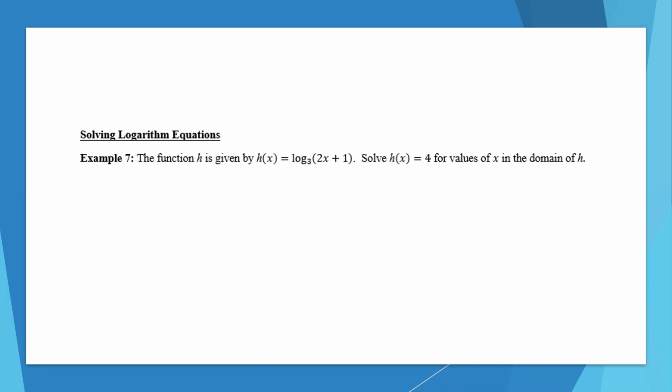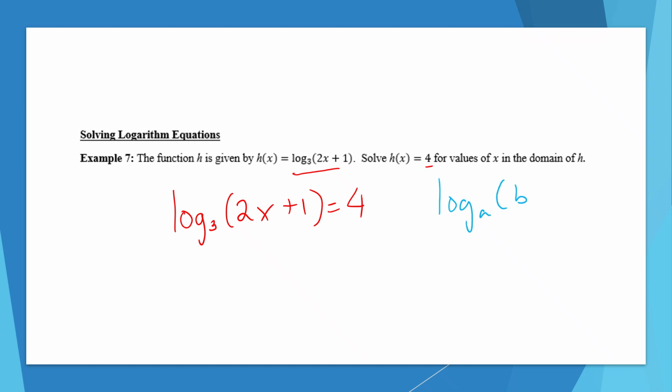Example 7, here we're solving log equations, so it's pretty simple. Set both sides equal to each other and solve. So here we have log base 3 of 2x plus 1 equals 4. And now this is the biggest thing that people get confused on: if you have log base a of c equals b, where c is whatever is on the inside of the parentheses, this is equivalent to a to the power of b equals c. So I remember a to the power of the other side equals the inside.